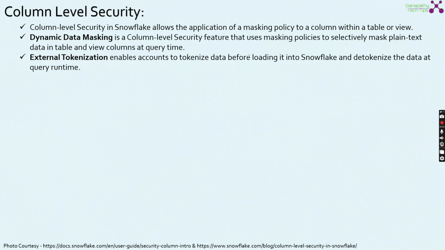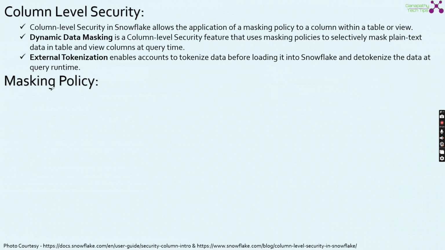By two different methods, we can achieve column level security within Snowflake. One is dynamic data masking, which is the native feature of Snowflake to do the masking, and the other feature is external tokenization, which enables accounts to tokenize the data before loading it into Snowflake and detokenize the data at query runtime. Slightly different. We are going to discuss each and every nuance of it.